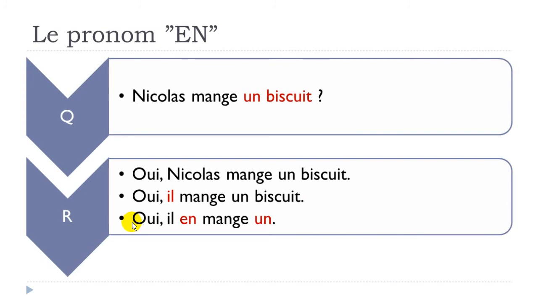Okay? The difference here between what we saw with the partitif and now is that you've got the quantity, so you know exactly how many or how much, okay? So you get to put that at the end of your sentence. Oui, il en, so you put your pronoun here before the verb, and after that you put un. Il en mange un. Alright?